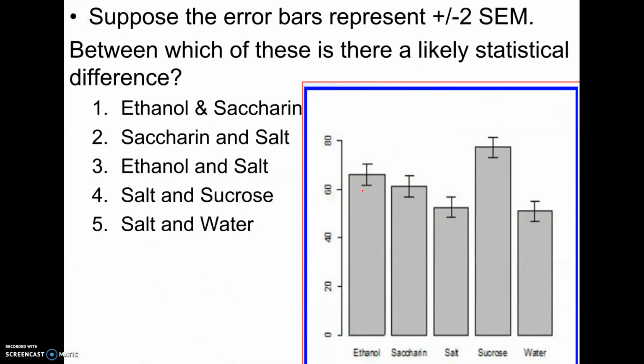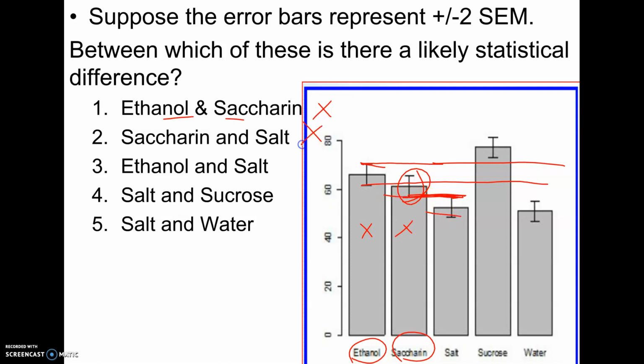So really quick, let's look at this. So ethanol and saccharin, is there a statistical difference? So here's ethanol, here's saccharin. So if I was to take this and sort of just draw an invisible line, just shift this over. Notice how it hits this error bar. There's not a statistical difference between those two groups. Saccharin and salt, same thing. The error bars touch. They'll hit each other. If I slide the error bar over, it hits this one. No difference. Ethanol and salt, this and this, yes, statistical difference.